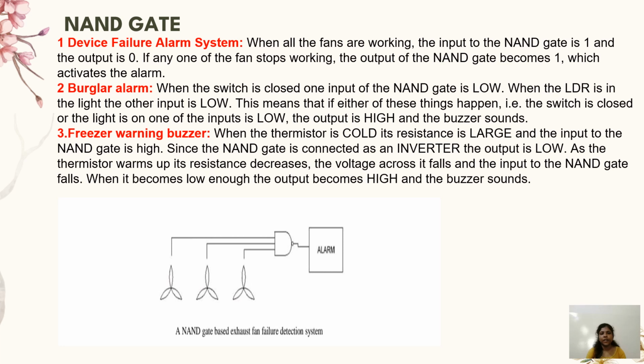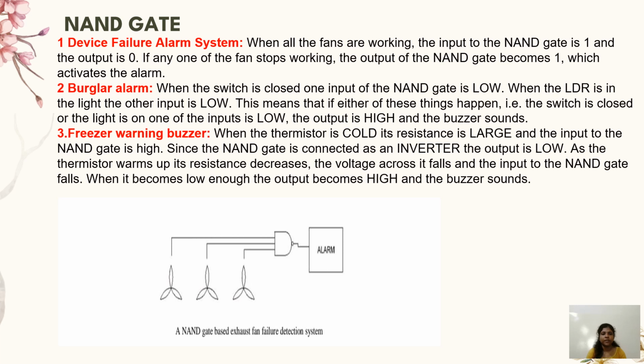NAND gate. Device failure alarm system. When all the fans are working, the input to the NAND gate is 1 and the output is 0. If any one of the fans stops working, the output of the NAND gate becomes 1, which activates the alarm. Burglar alarm. When the switch is closed, one input of the NAND gate is low. When the LDR is in the light, the other input is low. This means that if either of these things happen, that is the switch is closed or the light is on, one of the inputs is low. The output is high and the buzzer sounds.